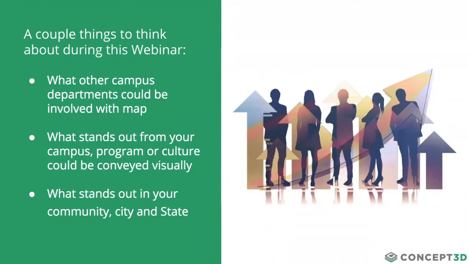Moving on, a couple of things to think about during this webinar. What other campus departments could be involved with the map? If you are in marketing, who else can you involve? If you're just the web designer, who else can you involve? Marketing, social media people, along with athletics and even facilities, because it can be used as an internal map as well. What stands out from your culture? Any sort of culture that your campus could convey visually. And of course, what stands out in your community, city, and state.